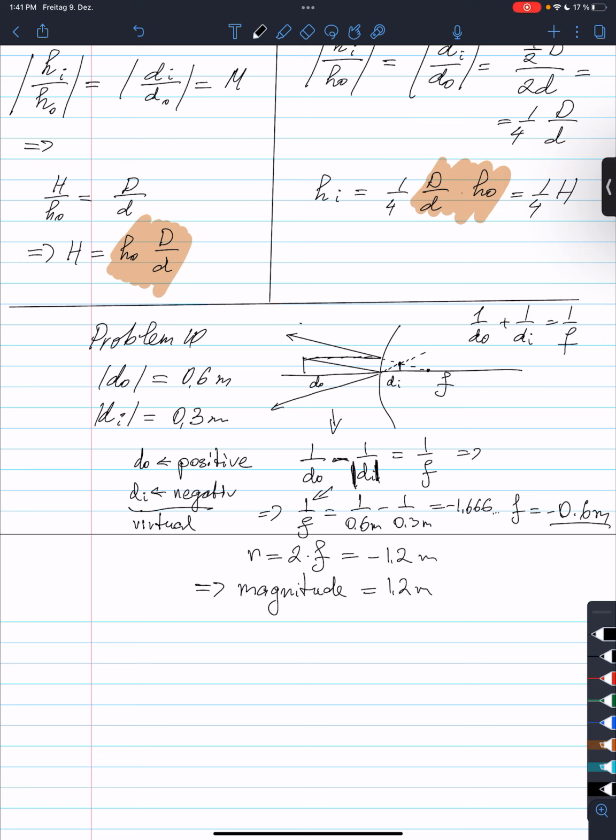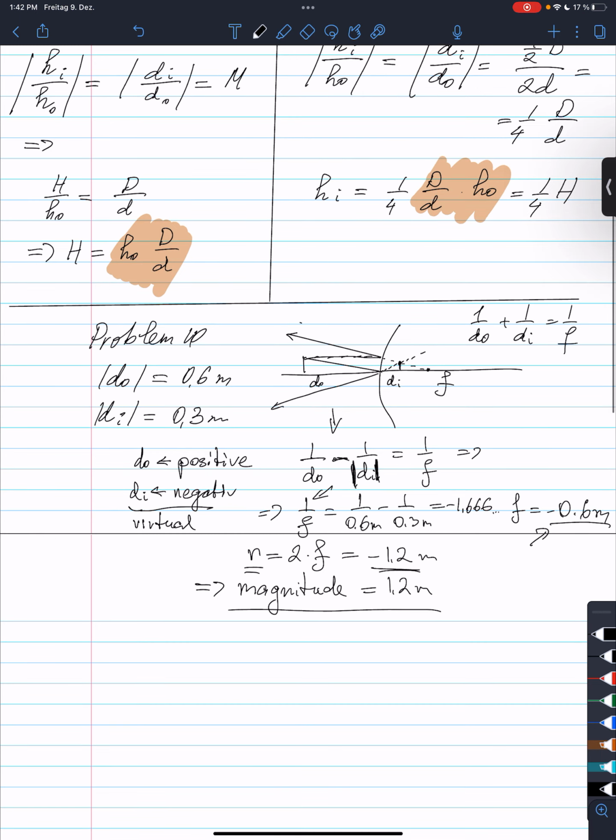Substitute the numbers you have, and you'll get this final result for the focal distance. It's negative, right? Which makes sense, it's a divergent mirror. So now I can compute the radius for that mirror. It's 2 times the focal distance, and I got a negative result again. It makes sense because it is a divergent mirror, right? So the curvature has to be negative. And then we are asked to find the magnitude, so I just disregard this minus sign and I get the final result. And that's it.